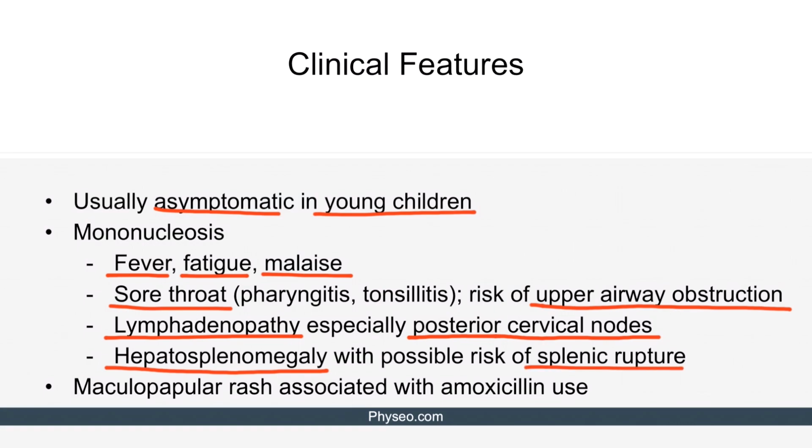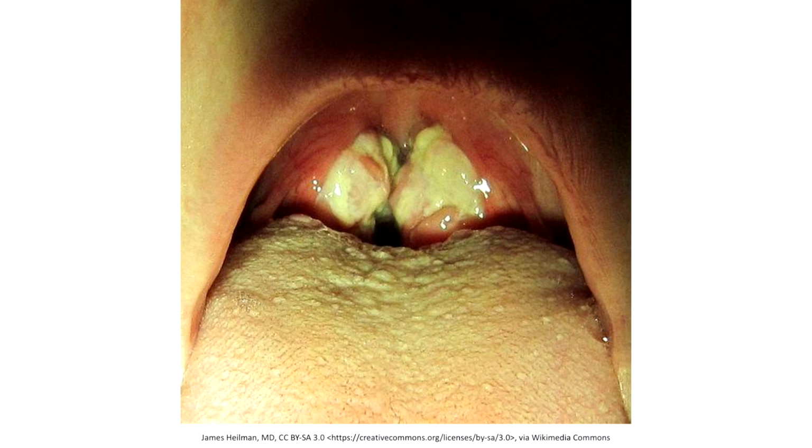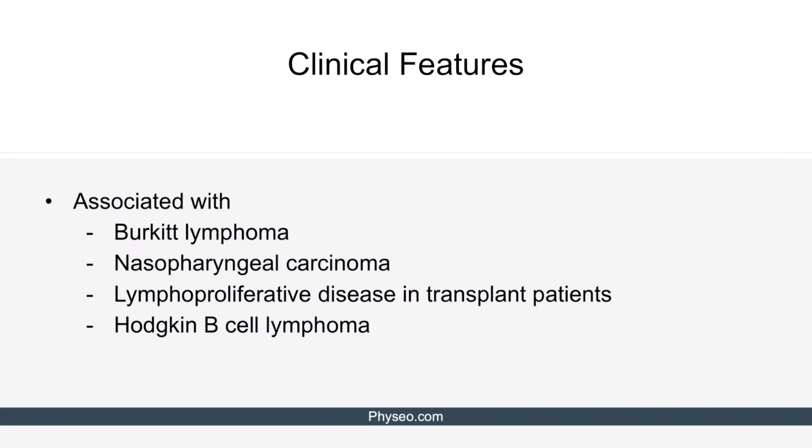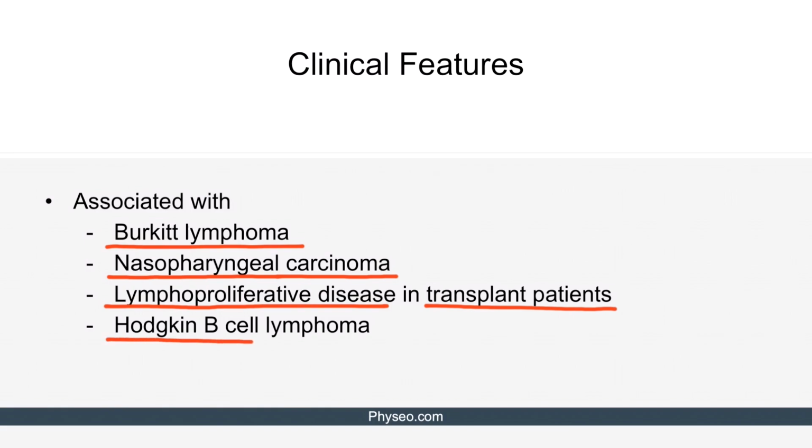Although mononucleosis may present with a maculopapular rash, it's often brought on with amoxicillin use. It's not a drug rash, and it only occurs if concomitant mononucleosis is present. The mechanism for this is not clearly understood. Here's an image of tonsillopharyngitis in a patient with infectious mononucleosis. Notice the bilaterally enlarged tonsils that touch each other. These are referred to as kissing tonsils. EBV can be associated with Burkitt lymphoma, nasopharyngeal carcinoma, lymphoproliferative disease in transplanted patients, and Hodgkin B-cell lymphoma.